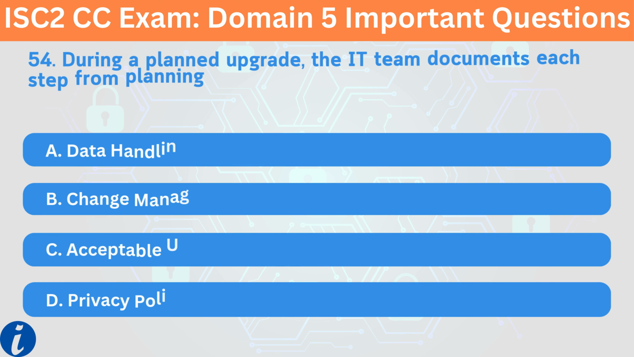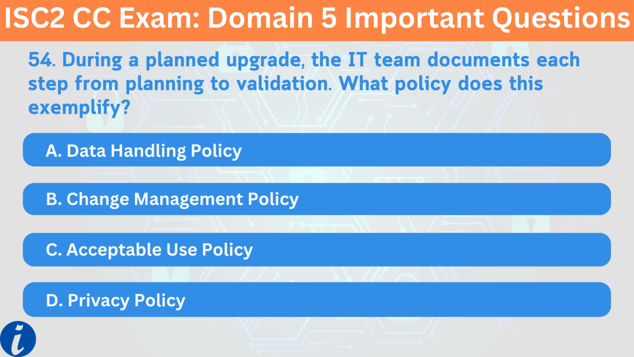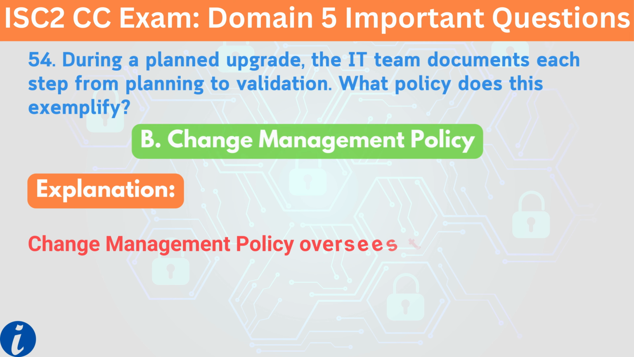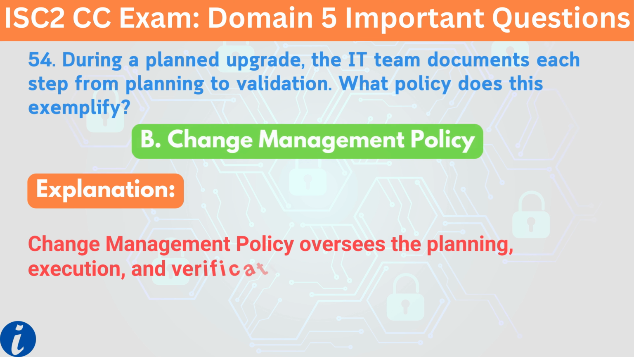54. During a planned upgrade, the IT team documents each step from planning to validation. What policy does this exemplify? A. Data handling policy. B. Change management policy. C. Acceptable use policy. D. Privacy policy. The correct answer is B. Change management policy. Explanation. Change management policy oversees the planning, execution, and verification of IT changes to limit risks.